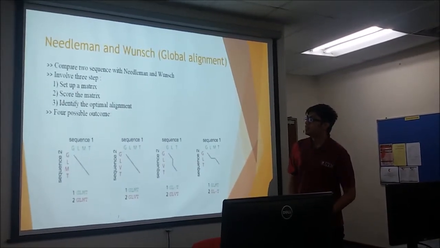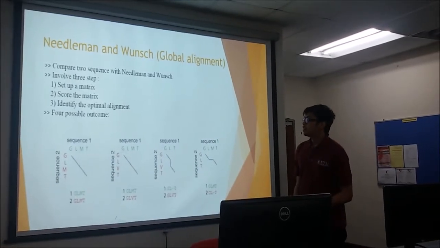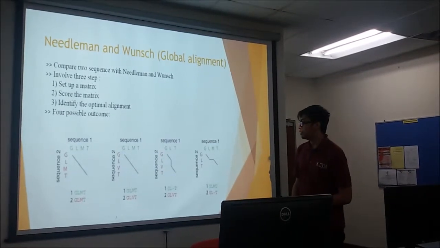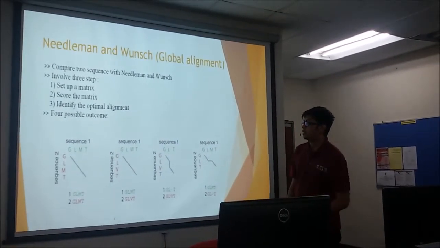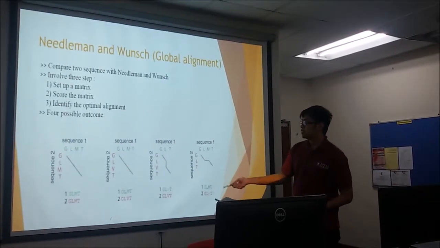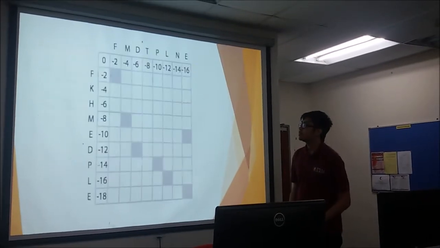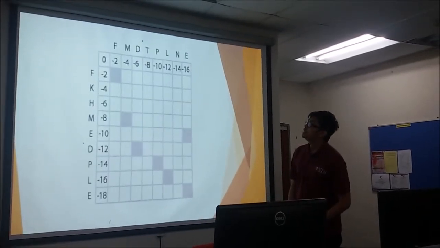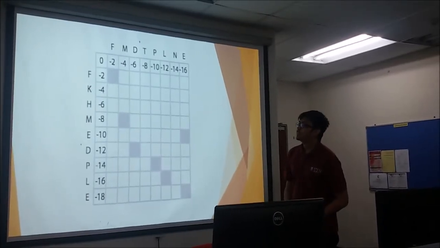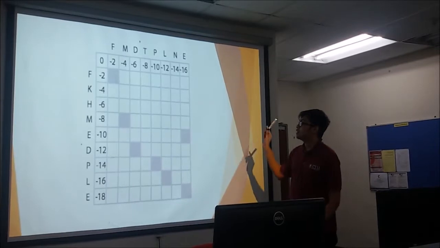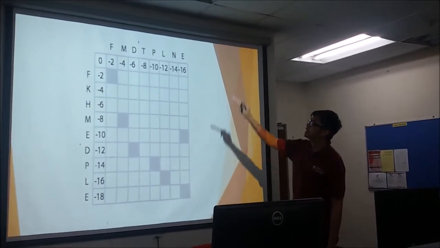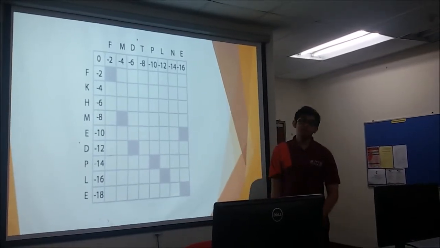After we use all these 3 steps, we will get the outcome, but the outcome is not fixed. We have 4 possibilities over here, whether it is a straight line diagonal or not a straight line diagonal. Okay, so I will start with the method. First we must set up the matrix. This is how the matrix is set up, with the 2 sequences aligned, the first sequence and the second sequence, and then we need to score the matrix.